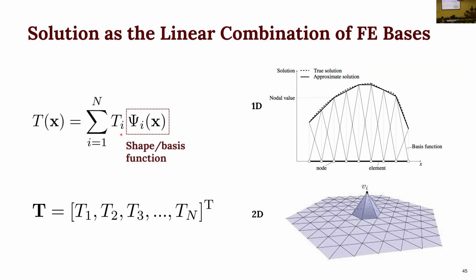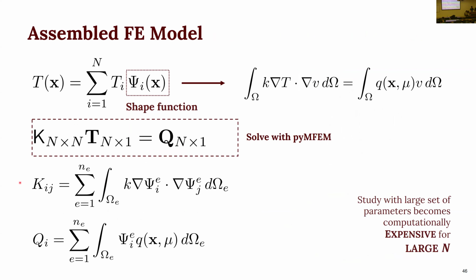And so these expansion coefficients Ti are also often called degrees of freedom. Essentially, with the finite element method, we find out these DOFs, and here we have this T vector which contains the DOFs. So we substitute this expression of the solution T into this weak form, and we write this weak form as a sum over different elements, which leads to this large algebraic equation.